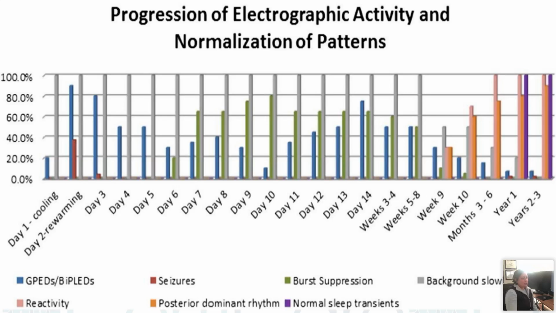Now the burst suppression pattern: we have periodic discharges, we have discontinuity, suppression of the background. That is there for almost 8 weeks, the green bar here. Background slowing is present for almost 1 year. Posterior dominant rhythms start to appear, the orange bar here, somewhere around week 9, week 10. It took the patient almost 1 year to have normal sleep transients.